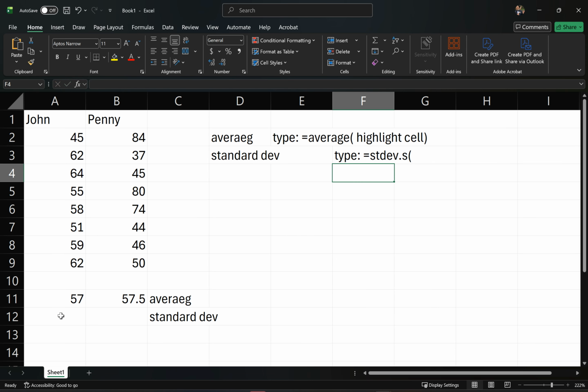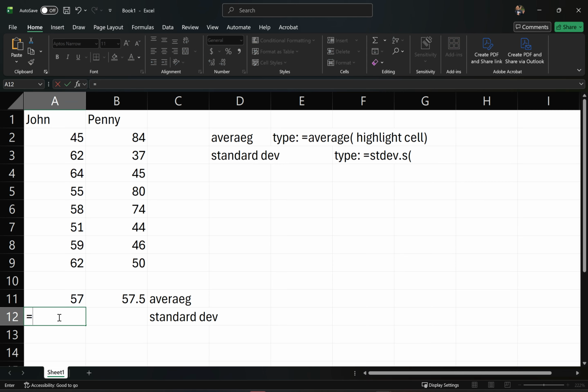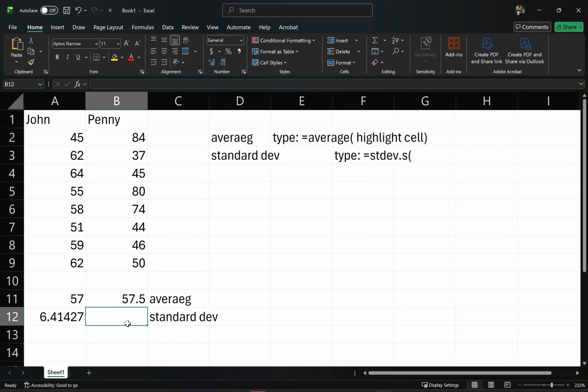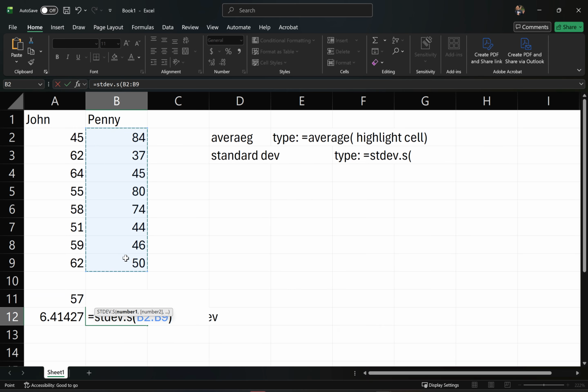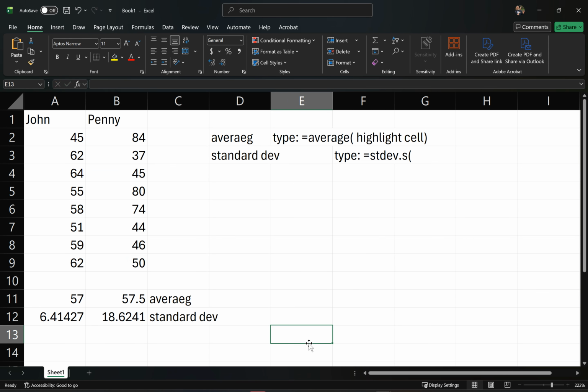Here we go. I'm going to show you this cell: equals stdev.s, open brackets. Highlight the cell for John. There we go, I got 6.4. Much quicker than had you done it by hand. Here's another one, I'll do it again. stdev.s just means standard deviation for a sample. Open brackets, highlight the cell, close brackets. All right, now we've got our info.